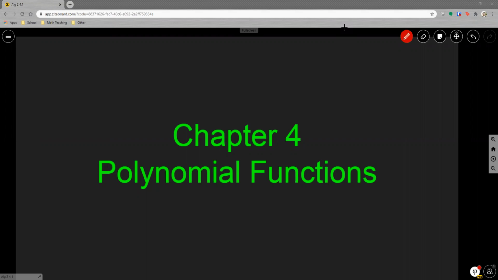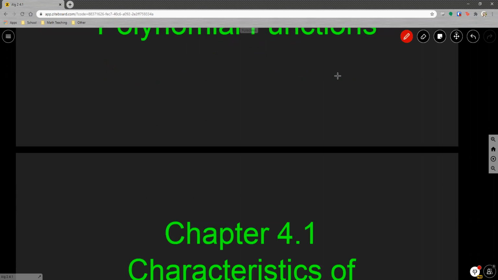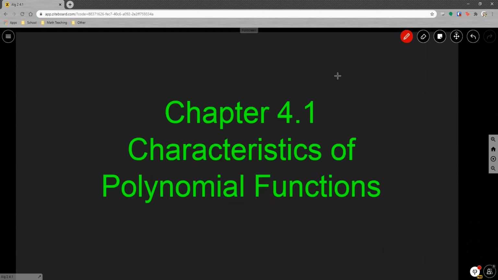We're starting up Chapter 4, which is all about polynomial functions. So our first section is Chapter 4.1, the characteristics of polynomial functions. Now the chapter itself is not called that in the book, but we really do talk about the characteristics of polynomial functions more than anything in this chapter.